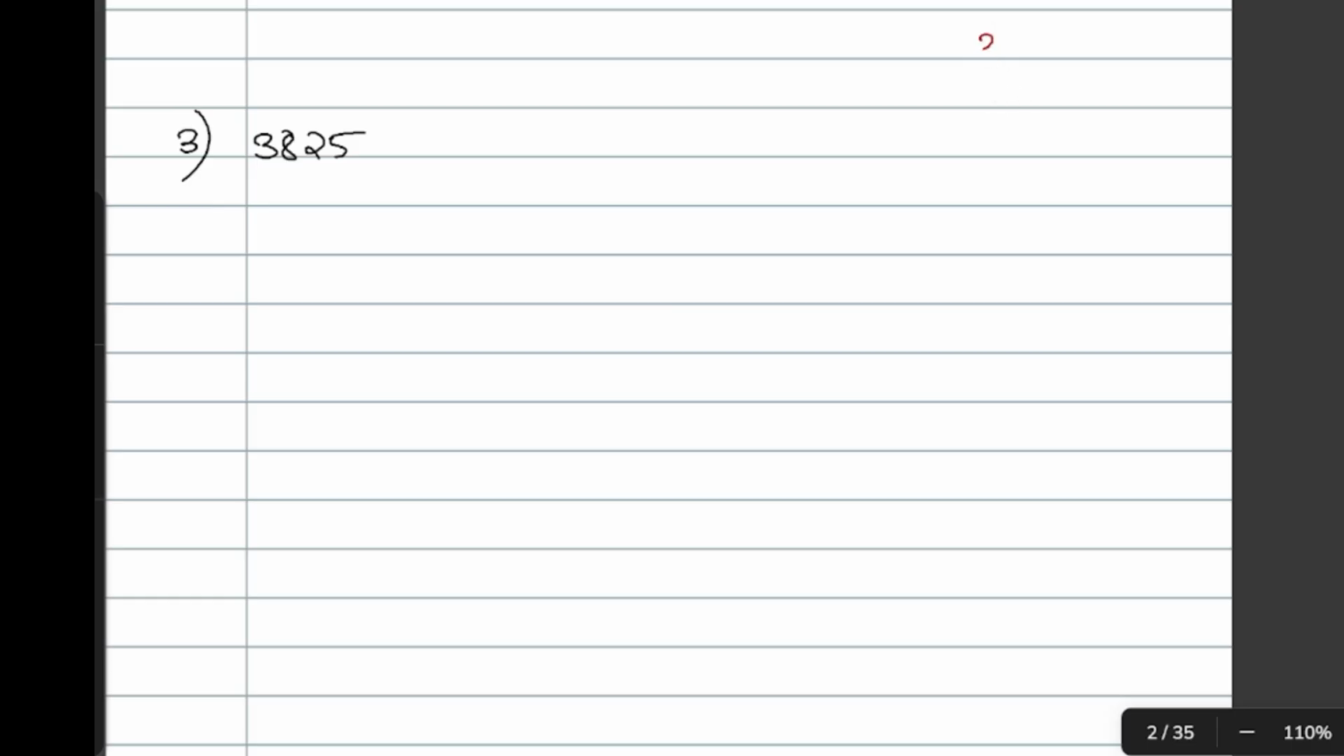How can I do that one? 3825. If I want to check whether this is divisible by 3, what do I need to do? 3 plus 8 plus 2 plus 5. What will I get? 8 plus 2 is 10, 10 plus 5 is 15, 15 plus 3 is 18. 18 is divisible by 3, 6 3s are 18, right? So I can divide this number by 3. On dividing by 3, I am going to get 1275, correct?